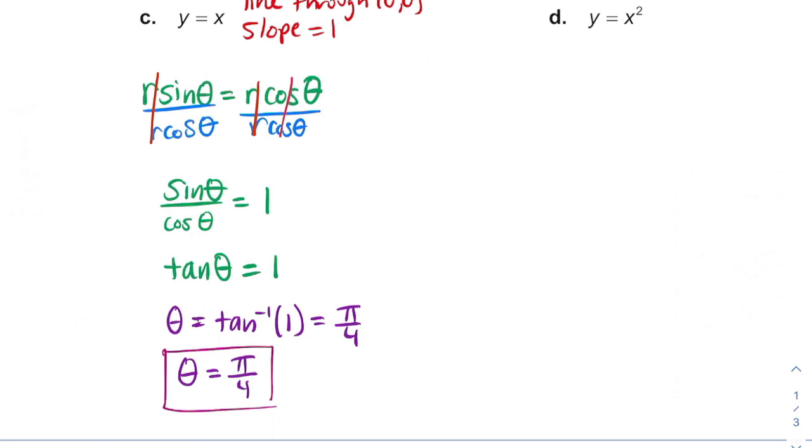This means that we are going to graph along the polar graph, and we are going to highlight the line pi over 4. And when we get to graphing, you'll see a little bit more how this works.